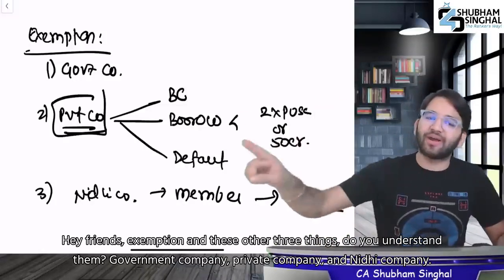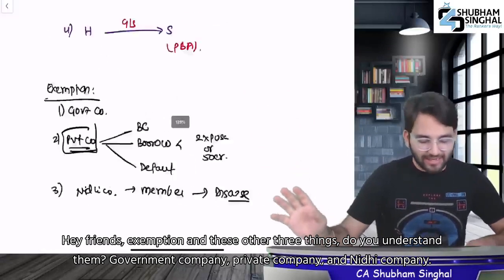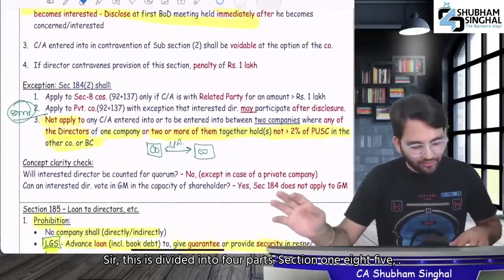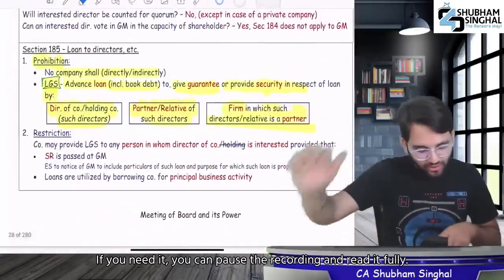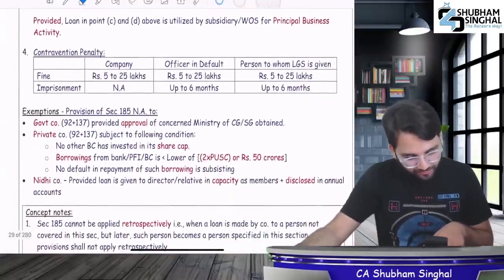Moreover, exemption and these other 3 things, understood? Government company, private company, and Nidhi company. This is divided into 4 parts in Section 185. If you need it, you can pause the recording and read it completely. Let me just see if any point is missed.